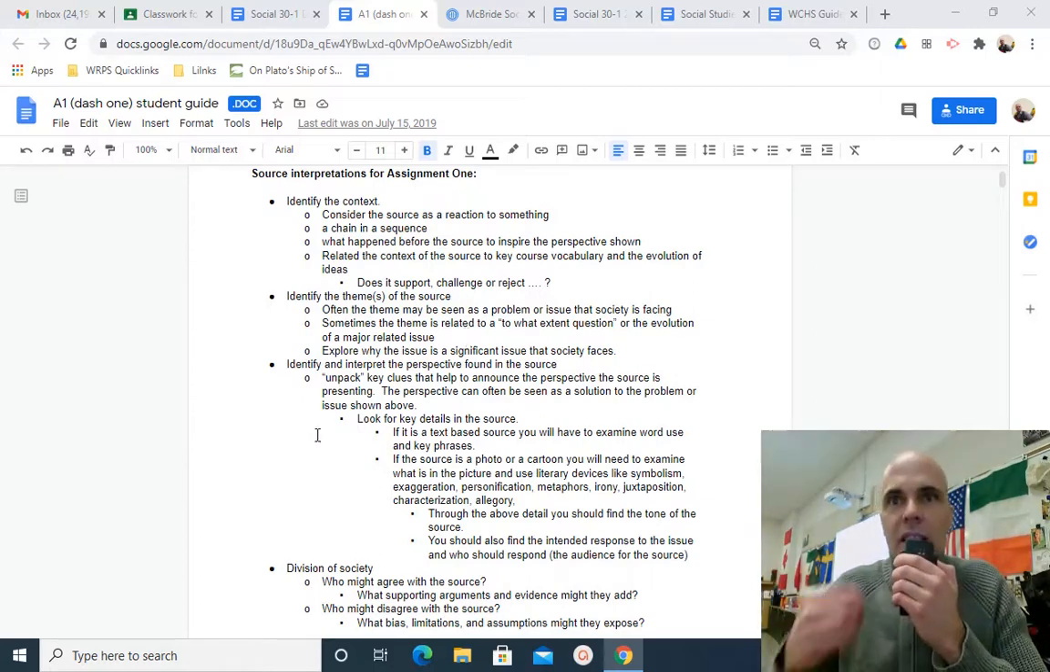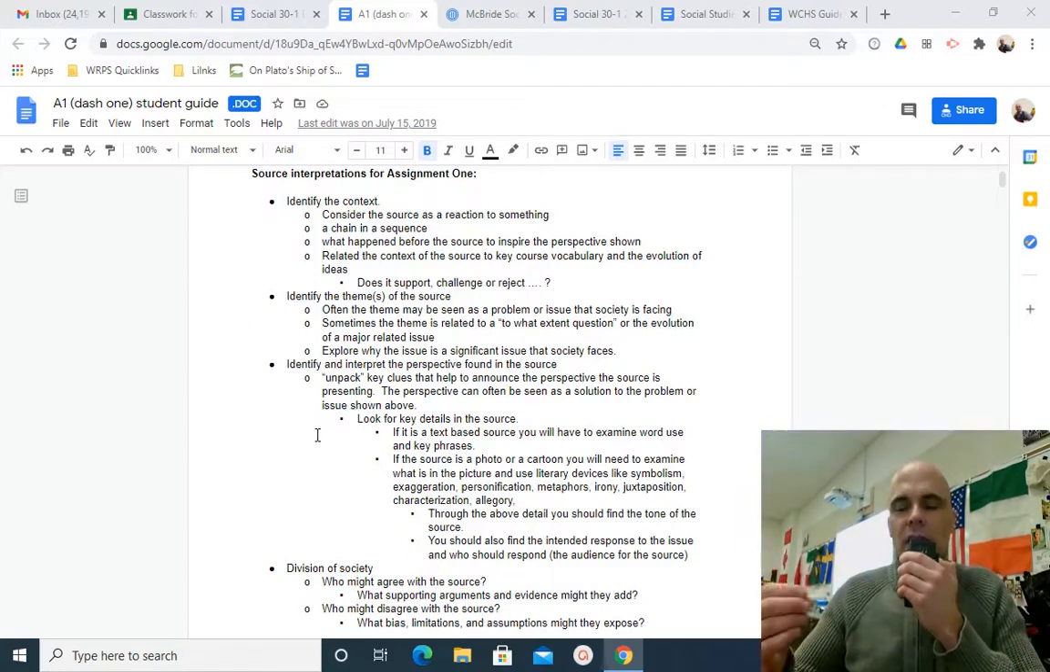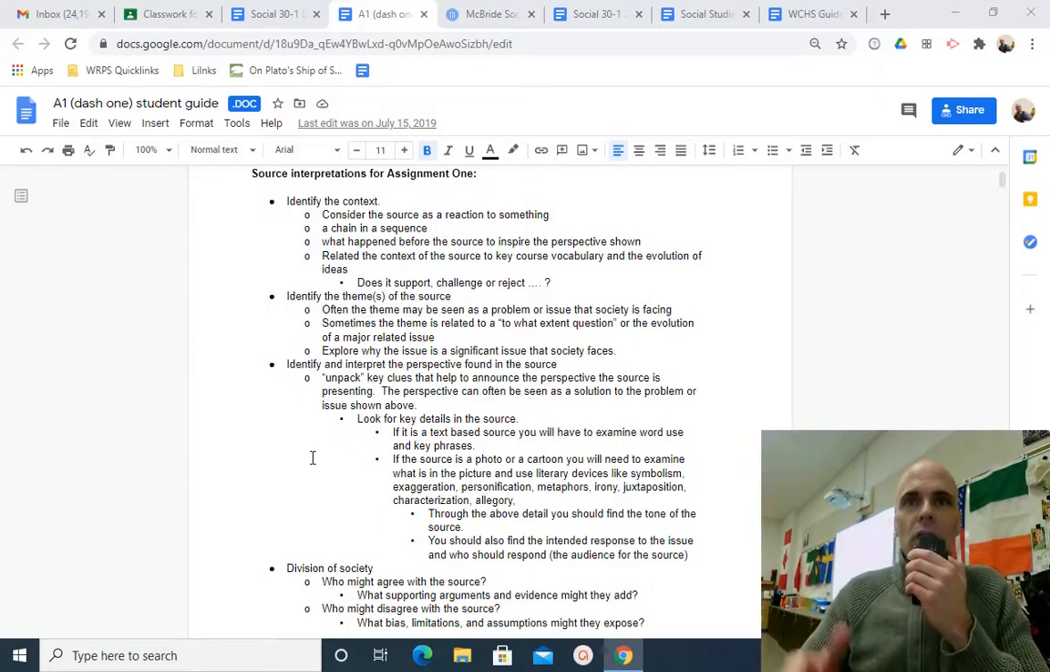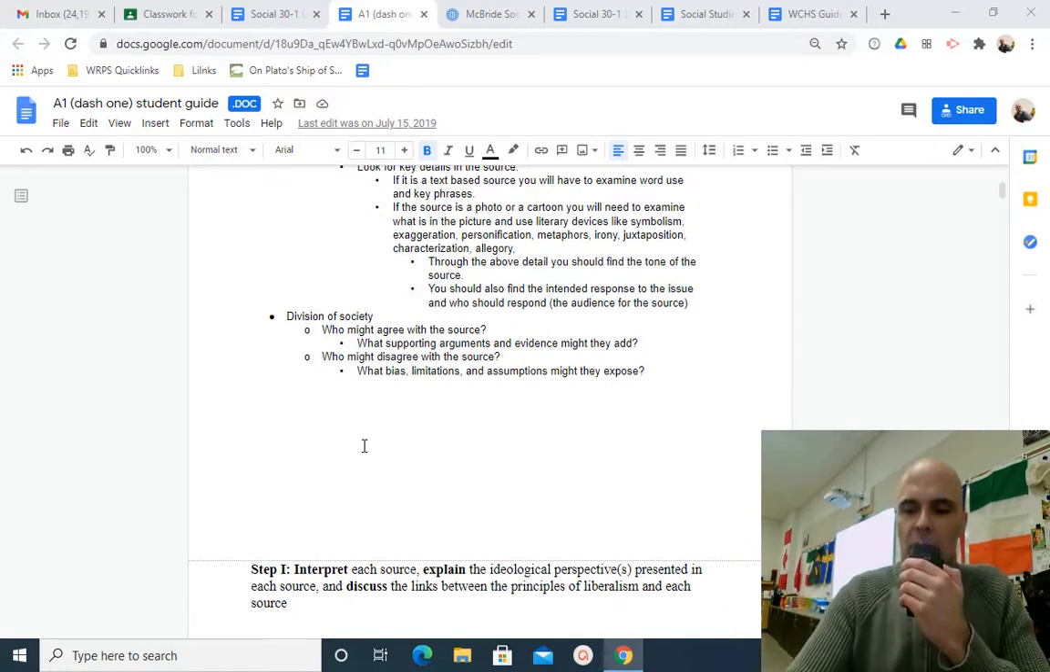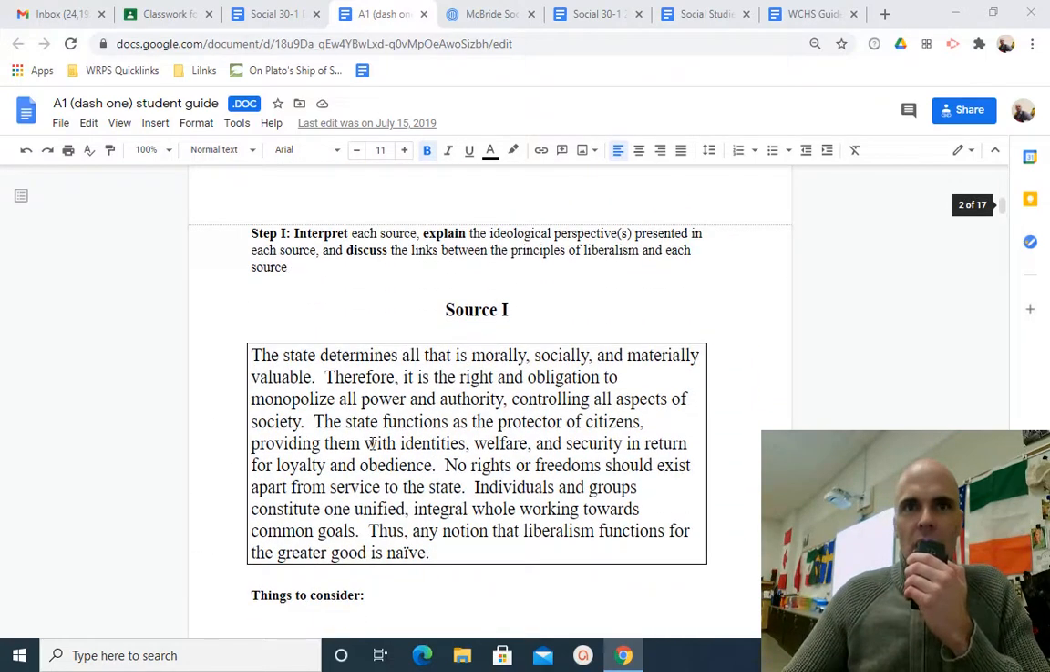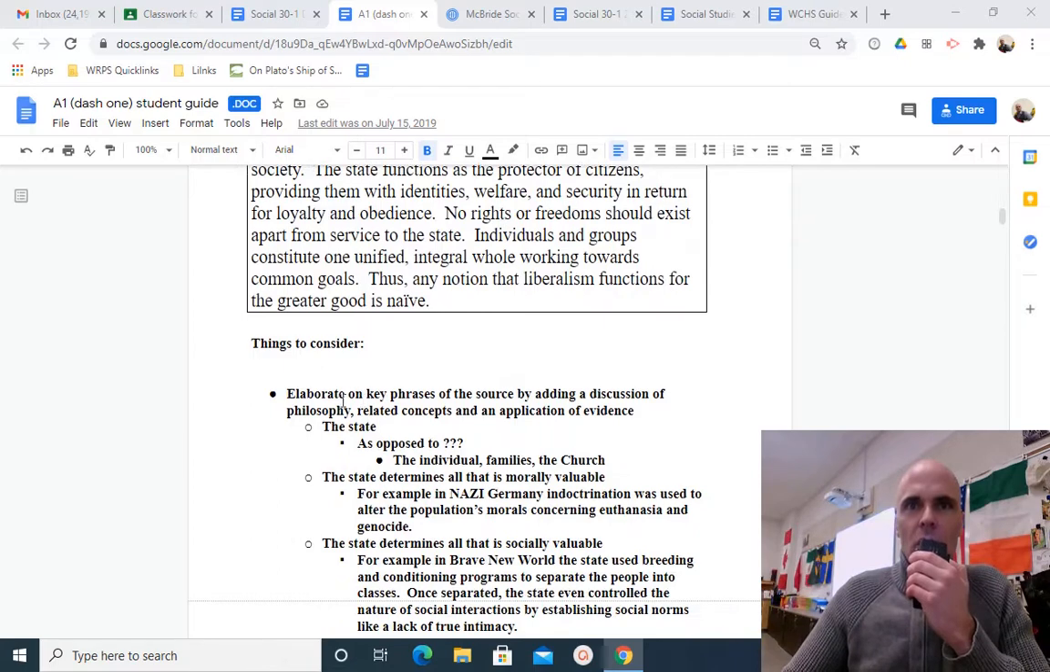It's also important to unlock the significance of the source, and often we can see this by seeing that each source is presenting us with an issue that they see in society and a proposed solution. And the proposed solution that they present is their ideological perspective. And we can unpack the clues of the source to find that ideological perspective. With regards to the source, before we respond to it, we also must understand that there's a division of society surrounding the source, that there's an issue that they presented and a solution that they presented, but not everyone would agree with the solution.